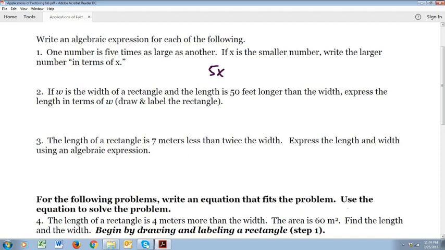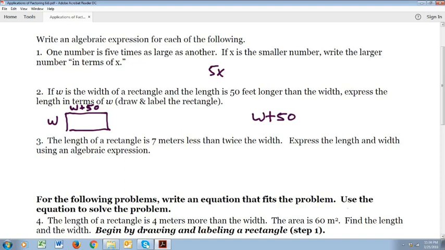Number 2, it says W is the width of a rectangle. So let's go ahead and make a rectangle here. And we usually call the width the shorter side. It says the length is 50 feet longer than the width. So using W, if it's 50 feet longer, then the length would be the width plus 50. So W plus 50 is how we could label the length.